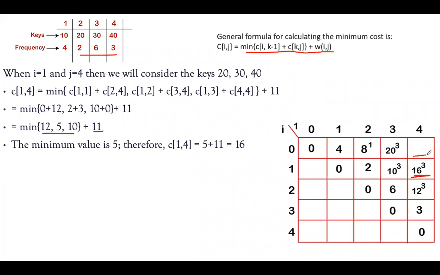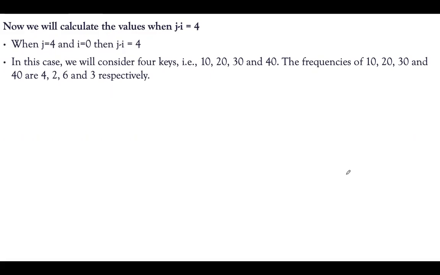So finally we are left with only one location here, that is 0, 4. That is j minus i is equal to 4. Final iteration, j minus i is equal to 4. In this case, we'll consider all the keys 10, 20, 30, 40. And the frequency W of 0, 4 is nothing but 15.